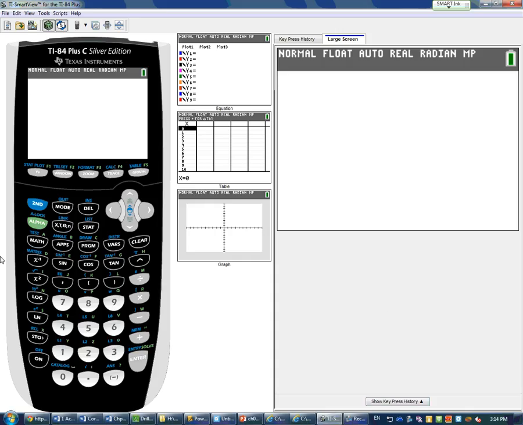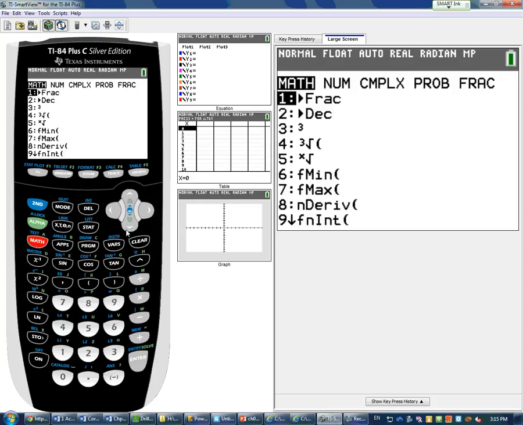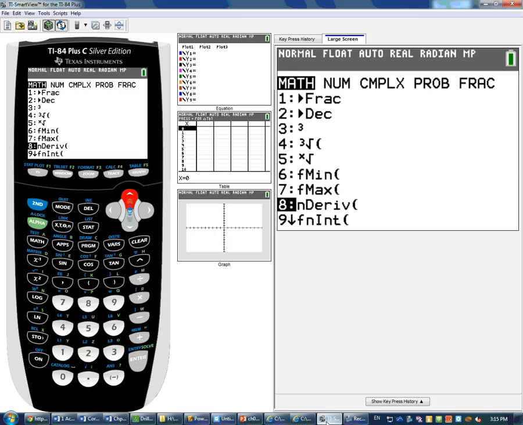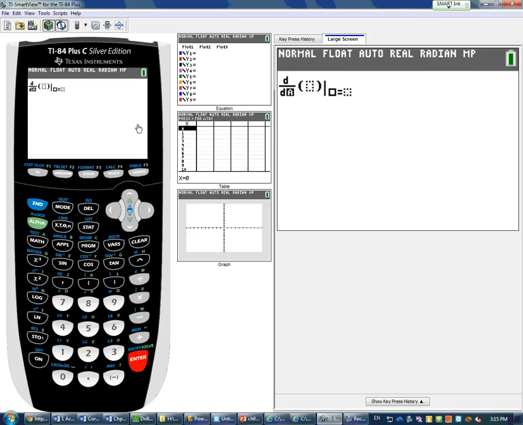So if you turn your calculator on and you go to the Math menu under the Alpha button, and you scroll down, there's an option for N-deriv. The N stands for numerical derivative. If you look back, that's our title, numerical derivative. If you hit this button, if you have the update, you'll see this screen. If you don't see this screen on your calculator, come let me know and I will show you the commands.